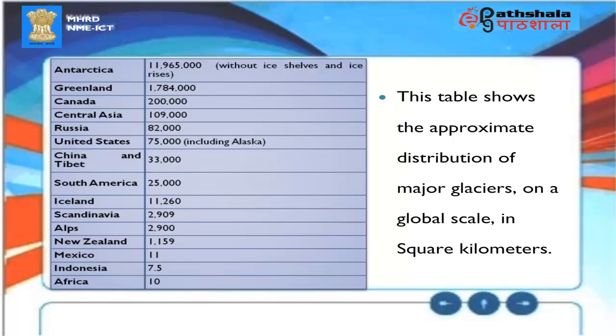South America has 25,000 square kilometers. Iceland has 11,260 square kilometers. Scandinavia has 2,909 square kilometers. Alps has 2,900 square kilometers. New Zealand has 1,159 square kilometers. Mexico has 11 square kilometers. Indonesia has 7.5 square kilometers. Africa has 10 square kilometers.